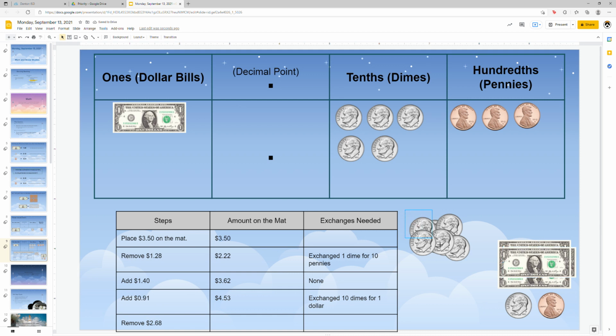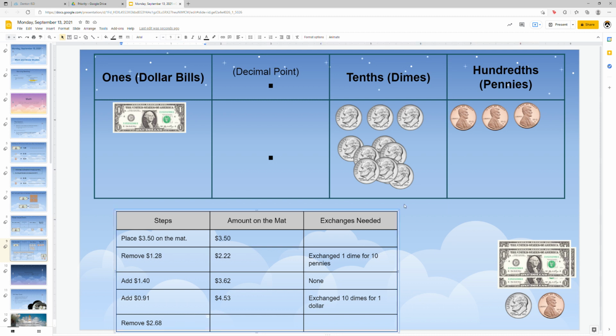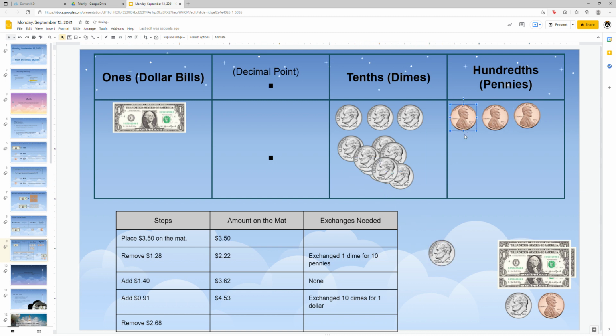Lucky for us and me, I have all 10 of those dimes I removed earlier right here. I took away $1, exchanged it for 10 dimes. So now I've got extra dimes, but I'm also going to need to remove 8 cents. I only have 3 pennies there, so I'm going to have to exchange one of these dimes. I'm going to pull it back down, and we're going to add 10 pennies. 2, 3, 4, 5, 6, 7, 8, 9, 10. So I've added 10 pennies over here in exchange for that 1 dime.